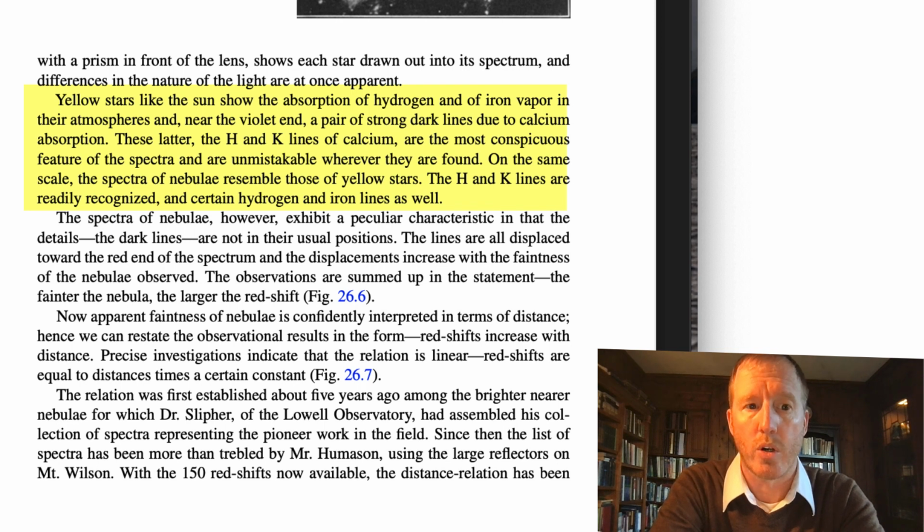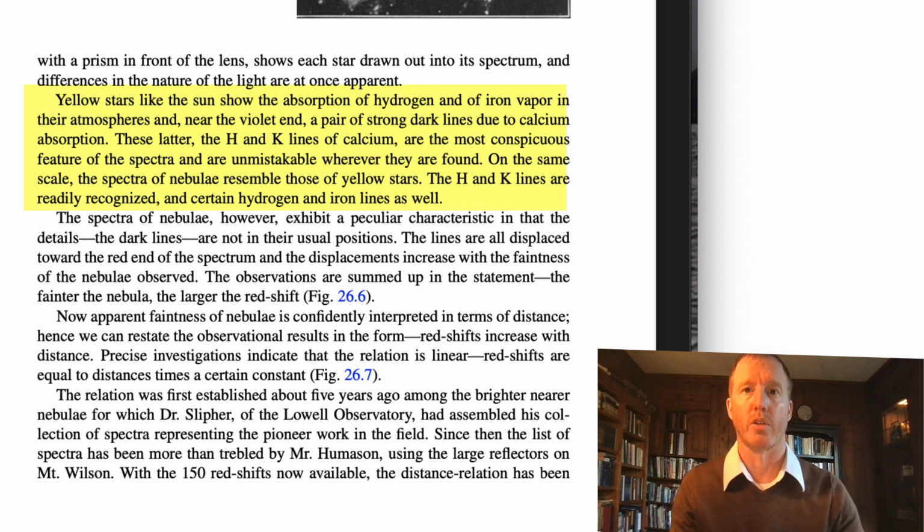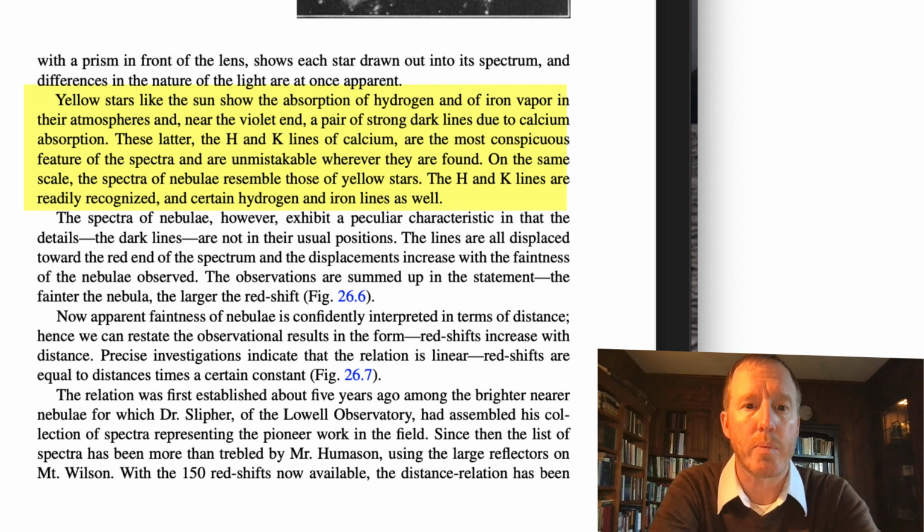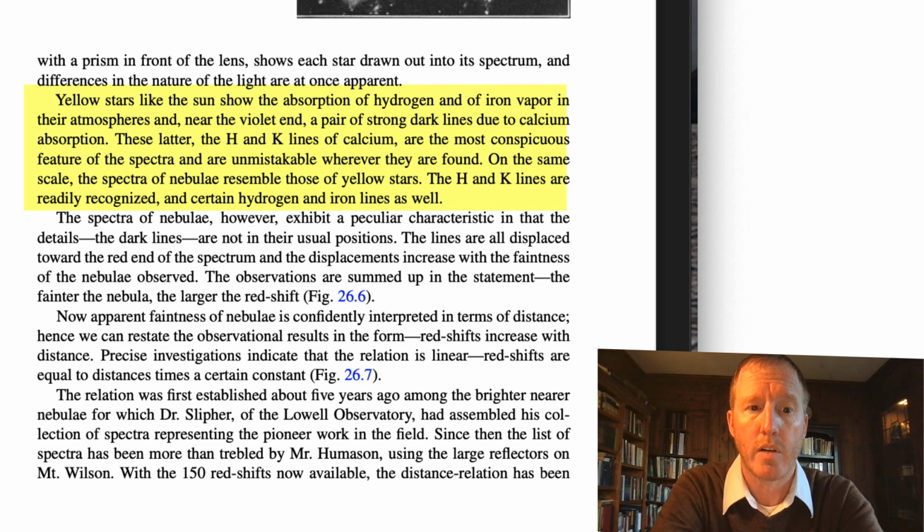These latter, the so-called H and K lines of calcium. So the calcium vapor absorbs those particular frequencies, those particular wavelengths, and those are called the H and K lines of calcium. These are the most conspicuous feature, the most obvious feature of the spectra, and are unmistakable wherever they are found. On the same scale, the spectra of nebulae resemble those of yellow stars. Remember, nebulae are composed of stars. So the spectrum of the nebula resemble those of yellow stars, and the H and K lines are readily recognized, and certain hydrogen and iron lines are recognized as well.